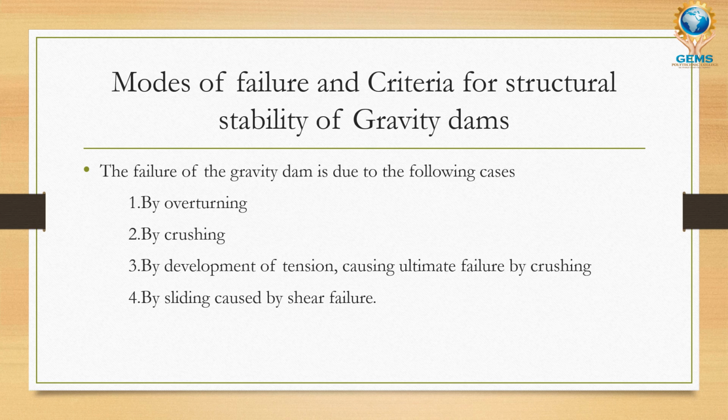In this slide, we are going to analyze the modes of failure and criteria for structural stability of gravity dams. First you analyze the conditions which cause the failure of the dam. These are the four modes which cause the dam to fail: overturning, crushing, development of tension causing ultimate failure by crushing, and sliding caused by shear failure. In the upcoming slides, I will explain each of these conditions further.